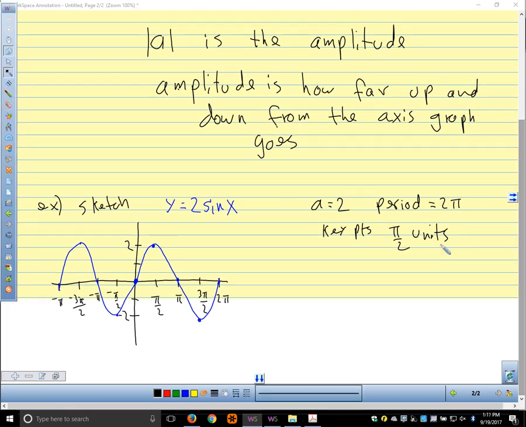All right, let's put another graph on here. Let's graph y equals 0.5 sine x. So here my amplitude, A, is 0.5. So my graph would be a lot smaller. Something like that. And there would be 0.5 sine x.